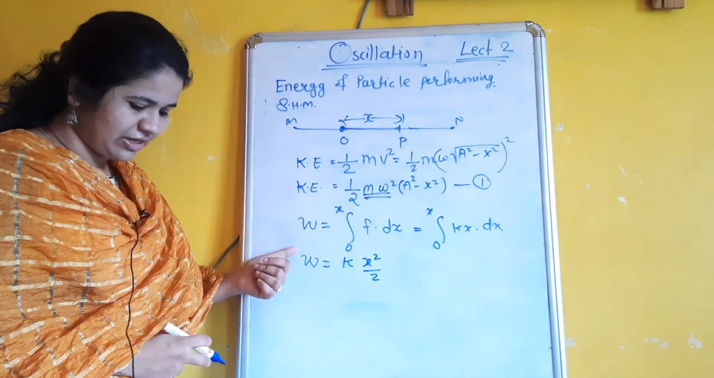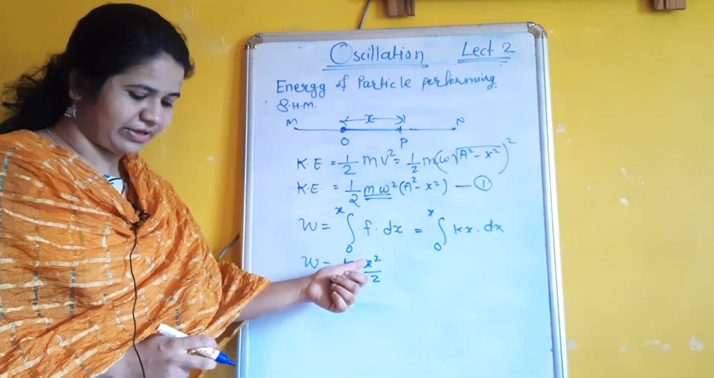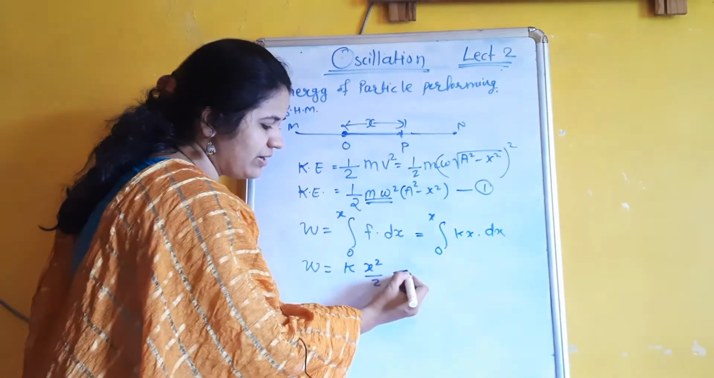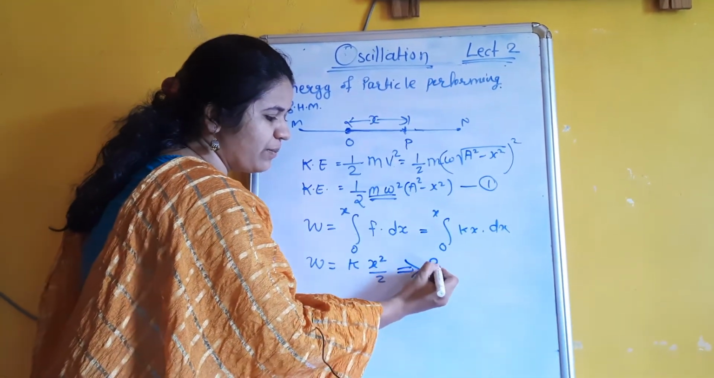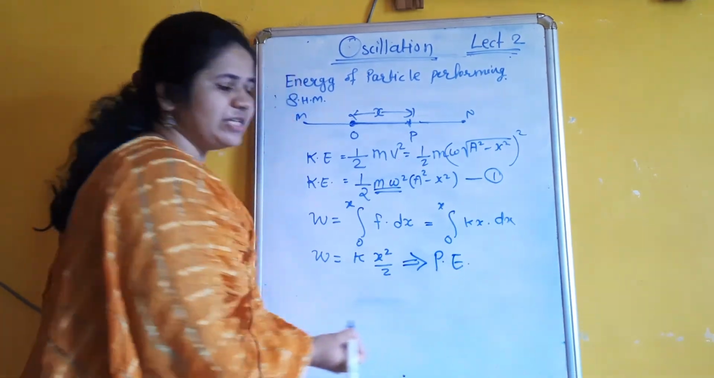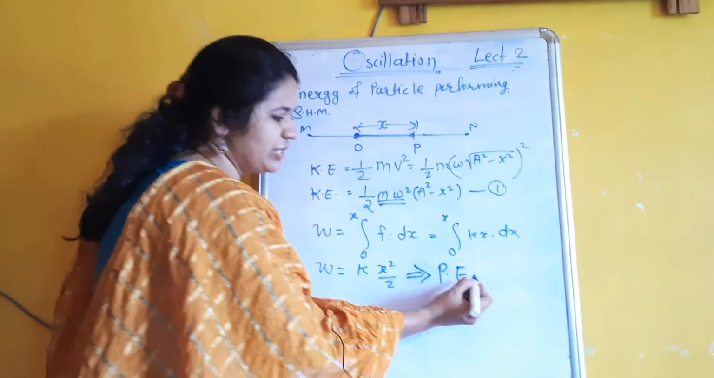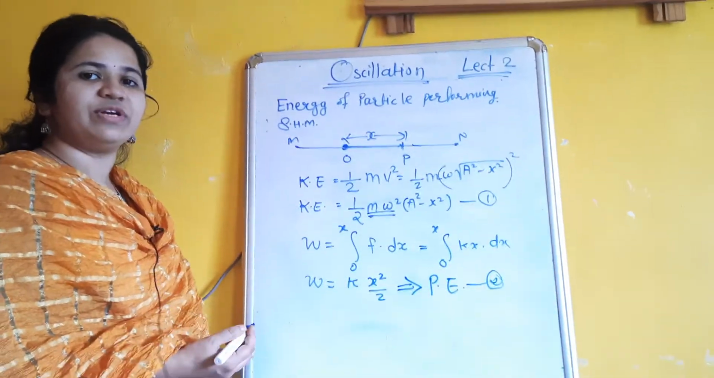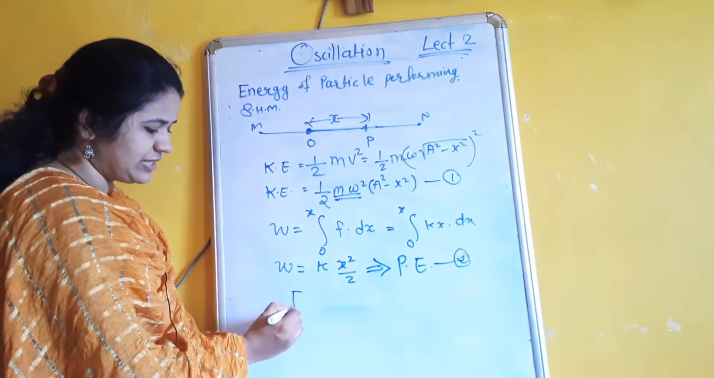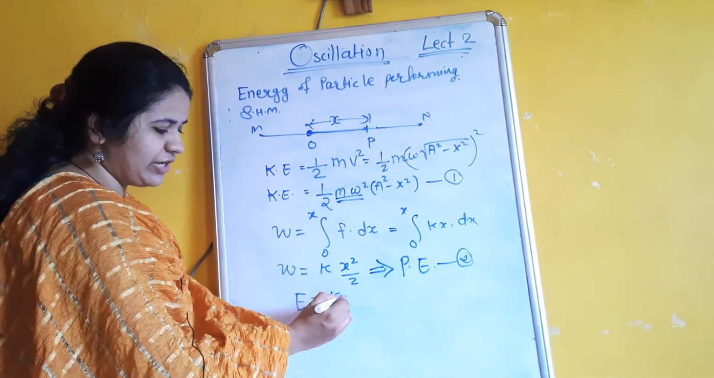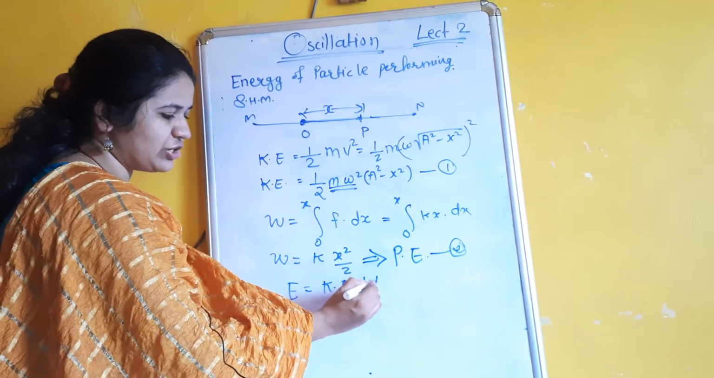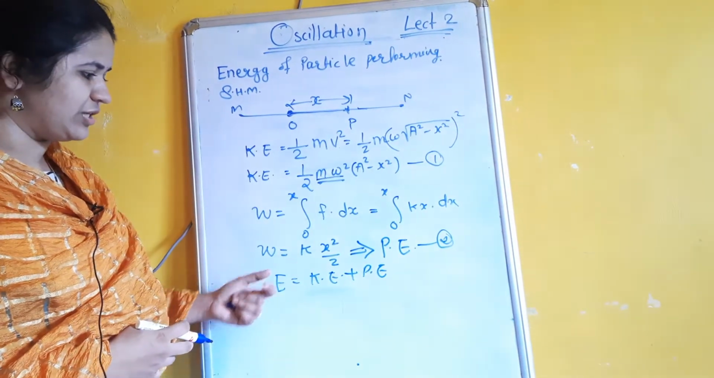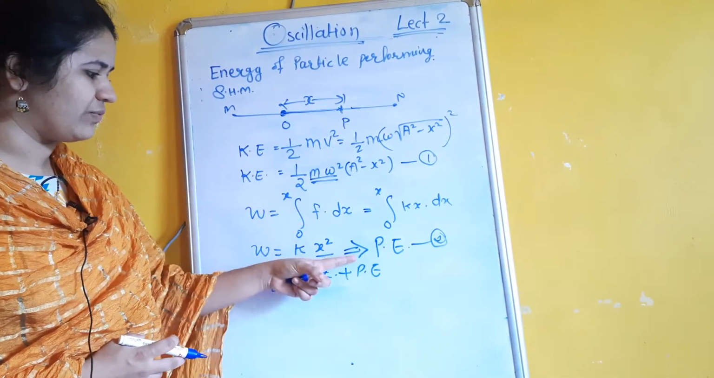So this work done is half k x square, and this work done is called the potential energy, equation number 2. Now the total energy E is equal to kinetic energy plus potential energy. So we will add these two equations.